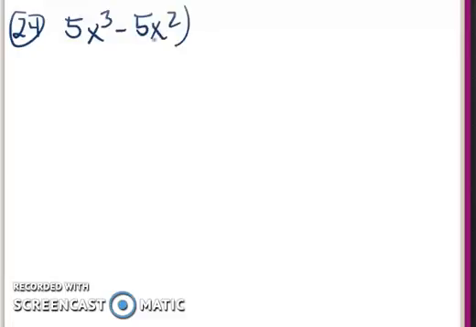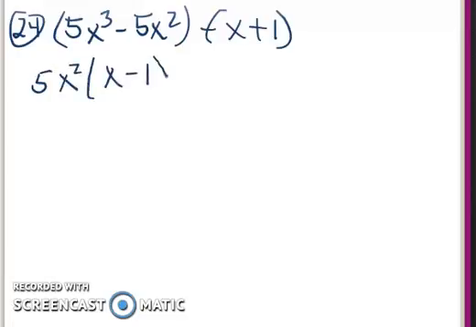Alright, we're on the home stretch, 24. Another factor by grouping. Okay? It's like they're just beating these into our heads. We need to know these, right? We need to know how to do these. Okay? So here I can pull out a 5x squared. If I do that, I'm left with x minus 1.